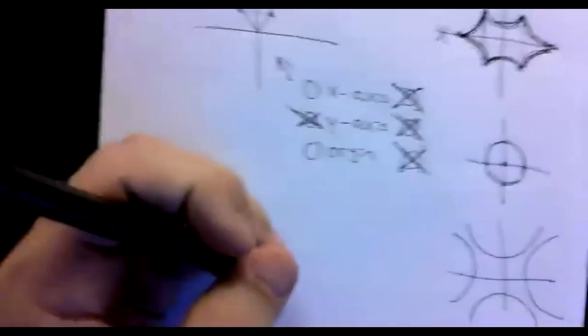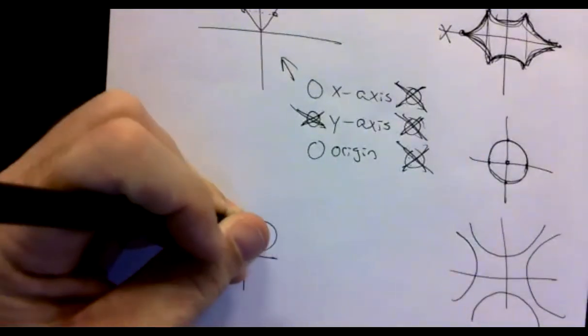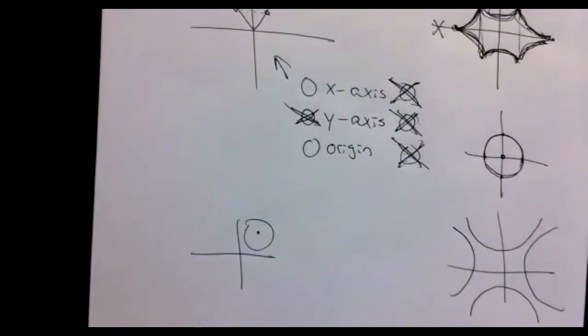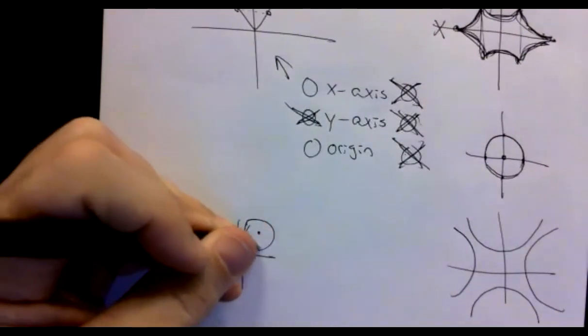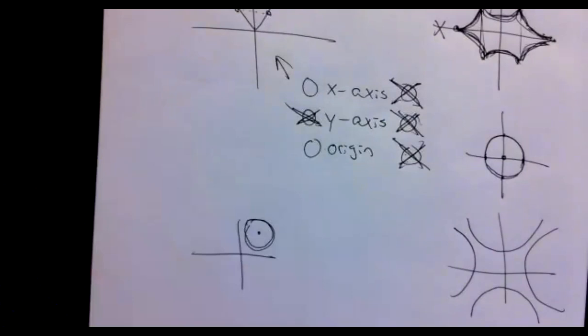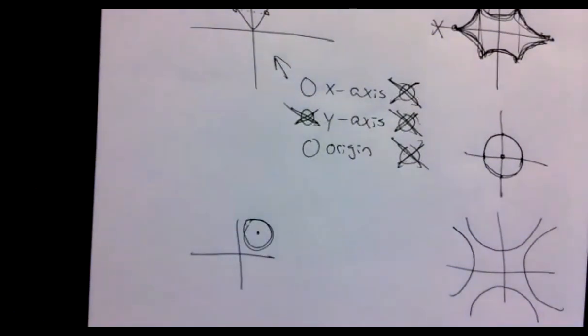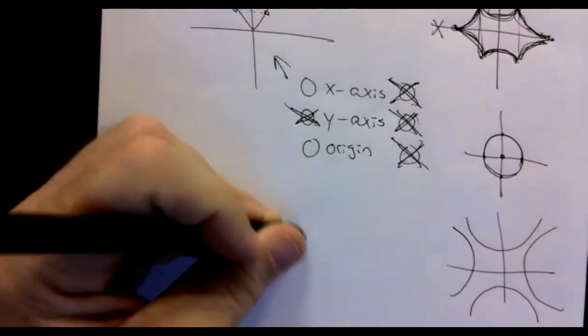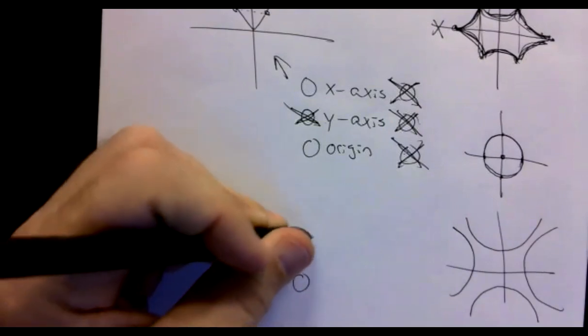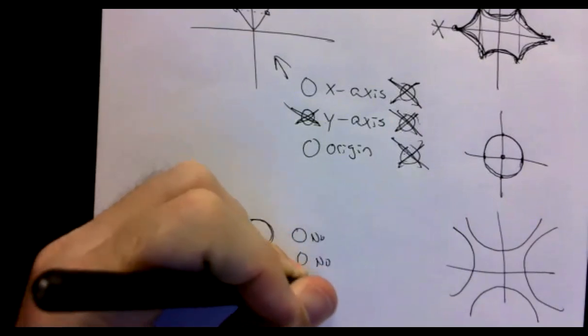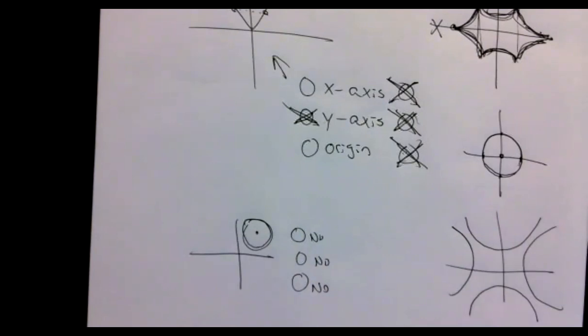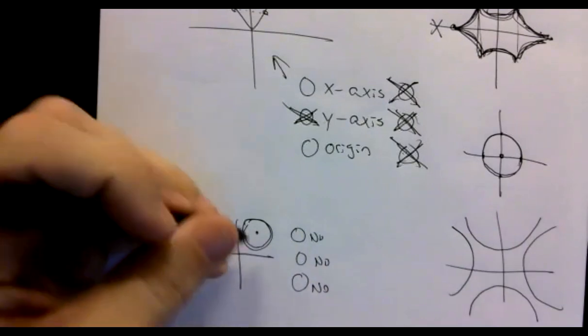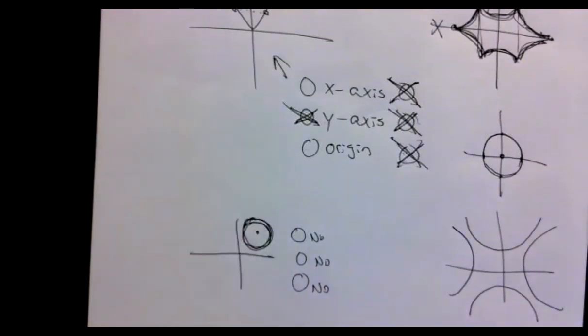Same thing if I draw my circle off-centered. Now that has actually no symmetry with respect to the x-axis, y-axis, or origin. So this is none of the three. Nope, nope, nope. So even though it's circular, if it's not centered at the origin, we don't have any of our symmetries.